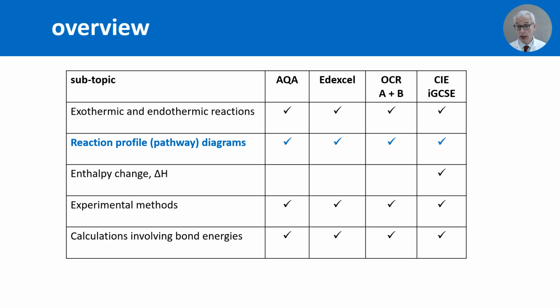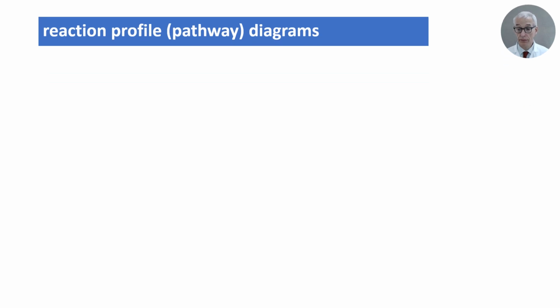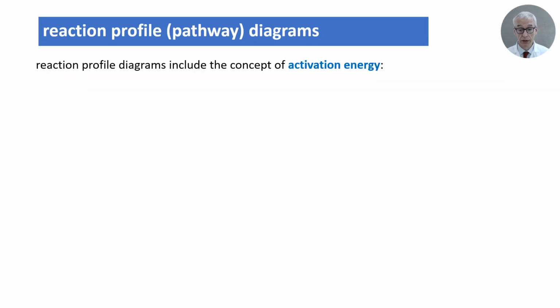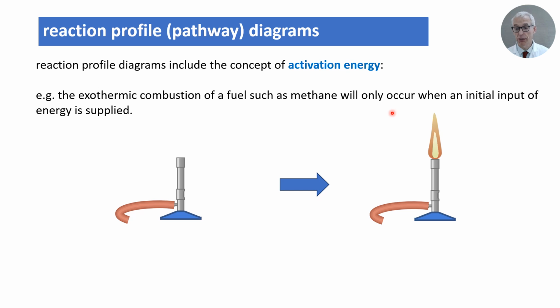Reaction profile or pathway diagrams. Reaction profiles include the concept of activation energy. For example, an exothermic combustion of a fuel such as methane, which is the gas principally burnt in a Bunsen burner, will only occur when an initial input of energy is supplied.